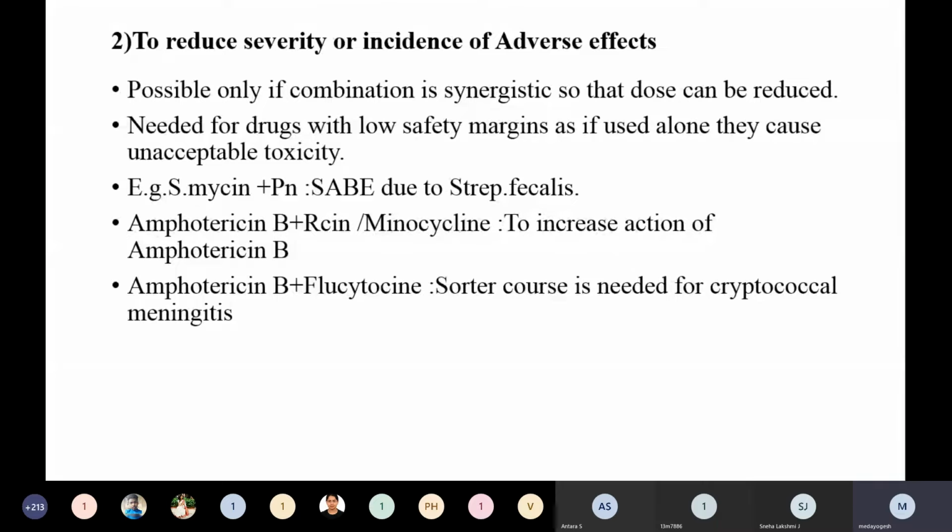Next we use a combination of amphotericin B with rifampicin or minocycline. Here we are combining these drugs to increase the action of amphotericin. Rifampicin helps in enhancing the action of amphotericin B. Another combination is amphotericin B with flucytosine. So when you combine these, the duration of treatment will be less. Thereby, you come across fewer adverse effects.